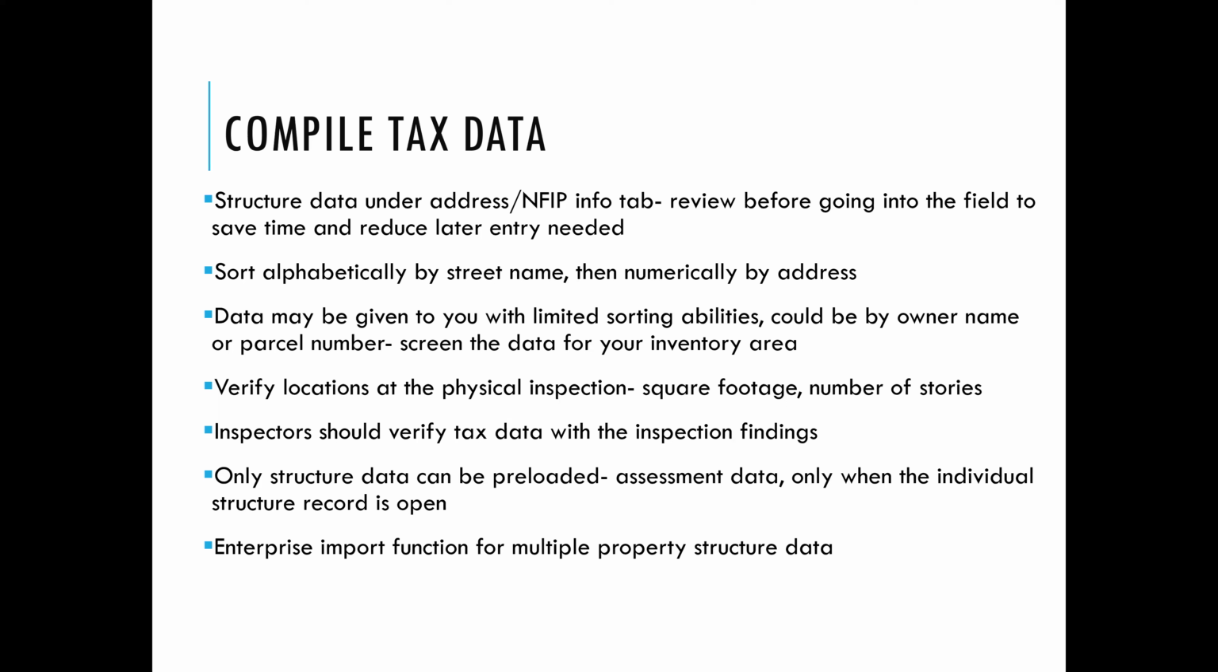So basically, just an inventory of the structures that you have in the floodplain, what those addresses are, and which ones have to be assessed after something happens. We want to sort them alphabetically by street name, and then numerically by their address. Depending on how the data comes to you, it could have limited sorting abilities. It could be sorted by owner name or parcel number. So again, that's why it's important to have this put together before something happens, so that you know how it's organized and it's already in the tool.